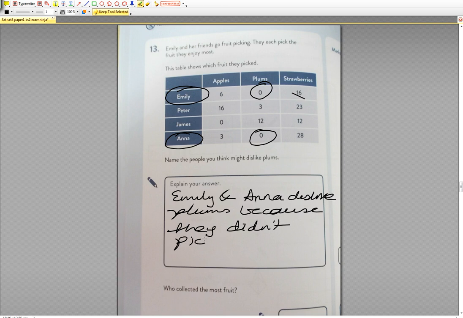Okay, I'm writing big to display on the screen. You write it on normal size, okay? So don't go mad, don't write all over the place, because they didn't pick any. Okay, full stop at the end there.